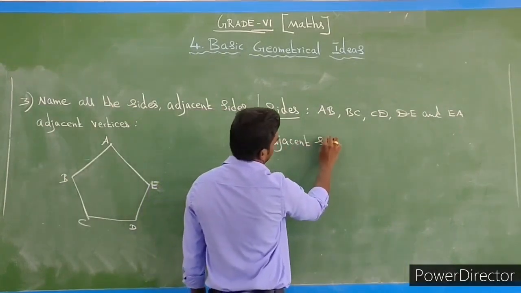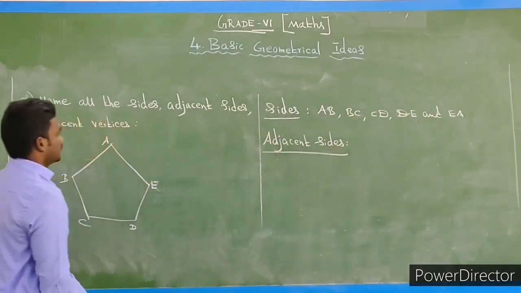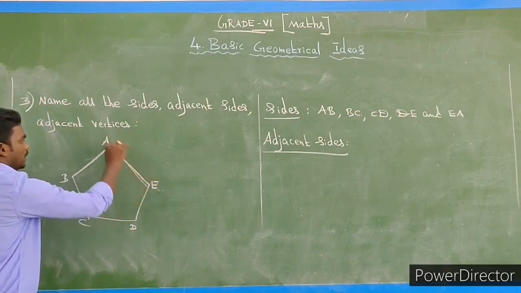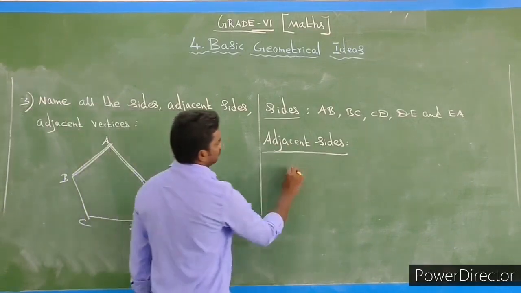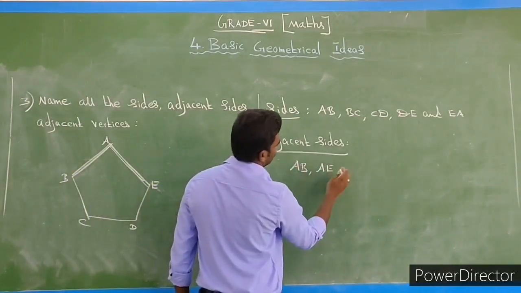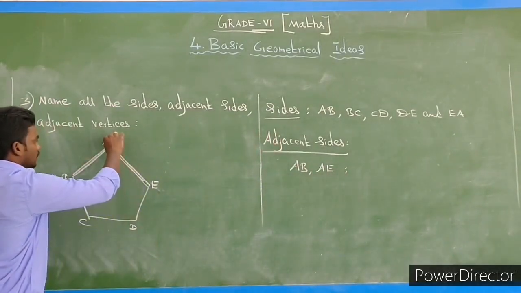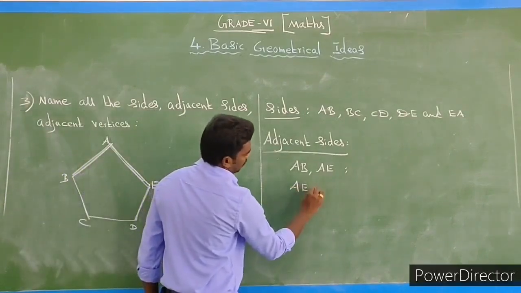Adjacent sides. What are the adjacent sides here? Adjacent sides means two sides that have a common vertex. What are the adjacent sides? AB and AE. Then what is the next adjacent sides? AE and ED.